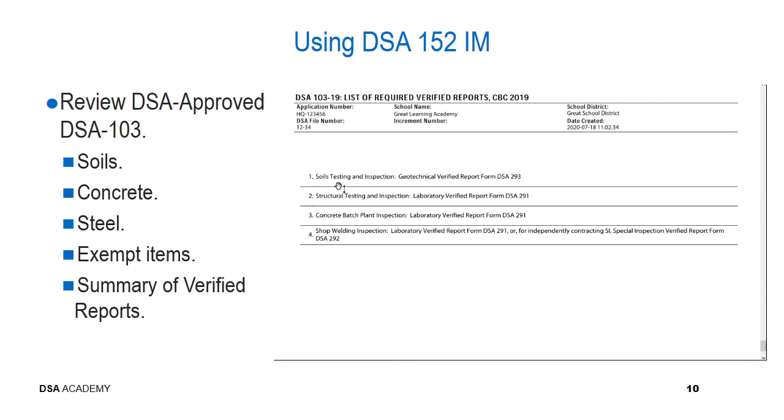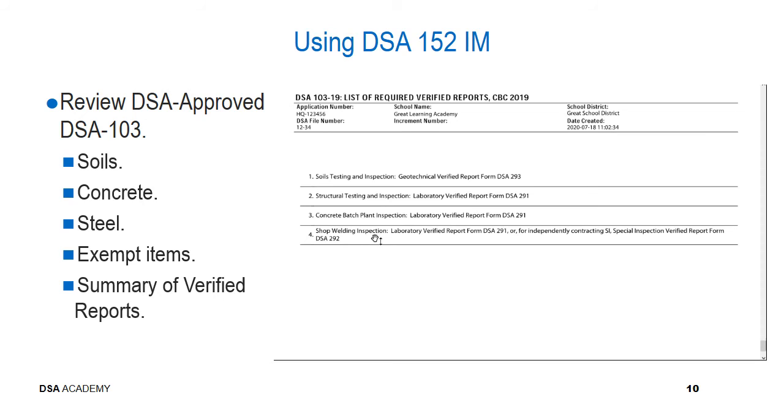So there's the soils one, the form DSA 293, the structural testing and inspection one that's often from the lab, the 291, and the concrete batch plant inspection, which is usually going to be covered by the lab as well through a combined report that covers tests and special inspections.